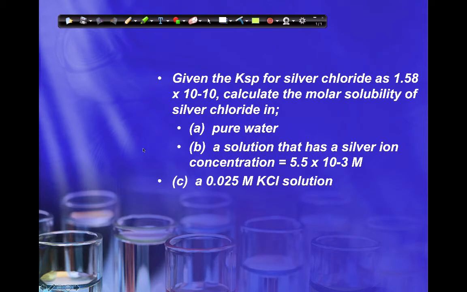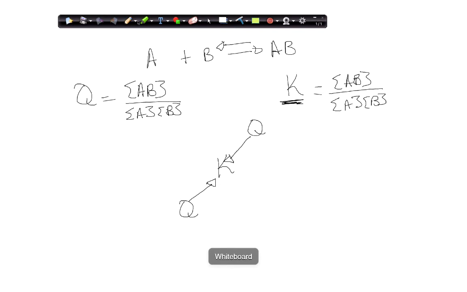So given that the Ksp for silver chloride is 1.58 times 10 to the negative 10, calculate the molar solubility of silver chloride in pure water, a solution that has the silver ion concentration of this, and then a 0.025 molar solution of KCl. So let's go ahead and just set it up here. So I'm looking at silver chloride, and I want to dissolve it and make my ions.